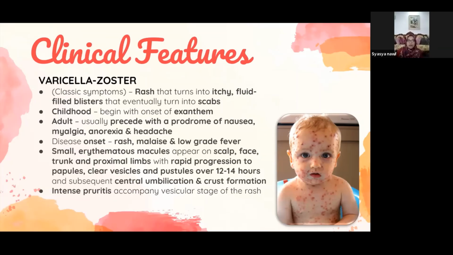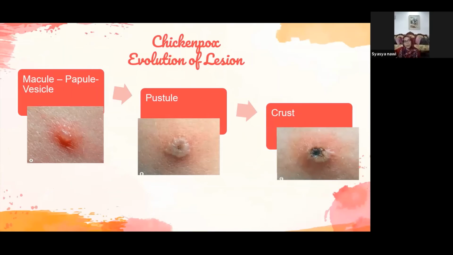Small erythematous macules will appear on the scalp, face, tongue, and proximal limbs with a rapid progression to papules, clear vesicles and pustules over 12 hours, and subsequent central umbilication and crust formation. Intense pruritus will accompany the vesicular stage of the rash. Okay, next.